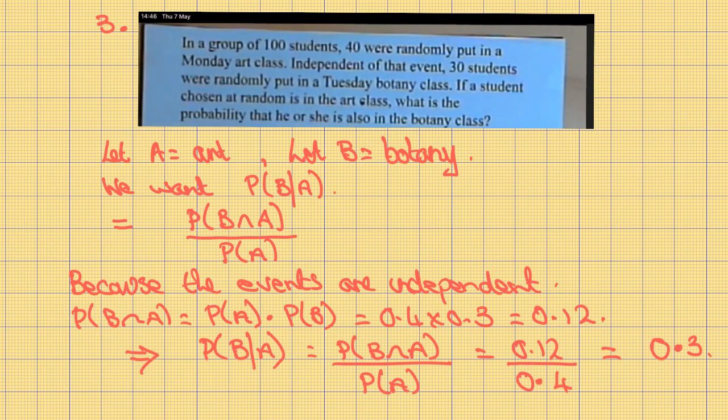Therefore, the probability of B given A is equal to the probability of B intersection A divided by the probability of A, which equals 0.12 divided by 0.4, which equals 0.3.